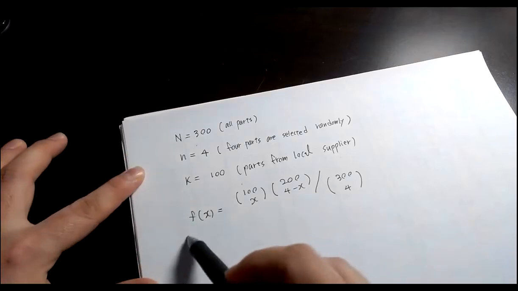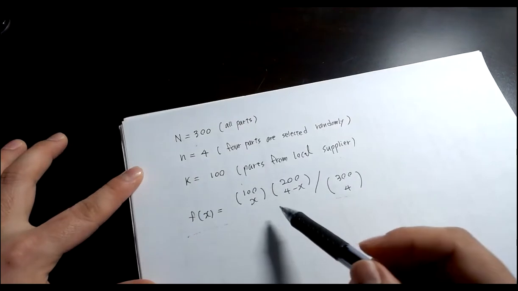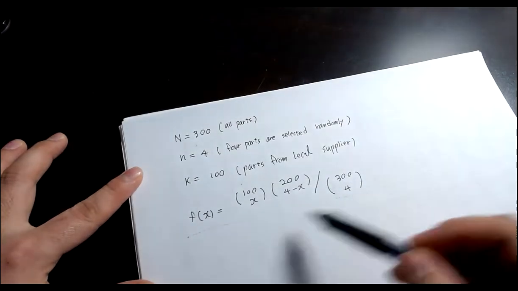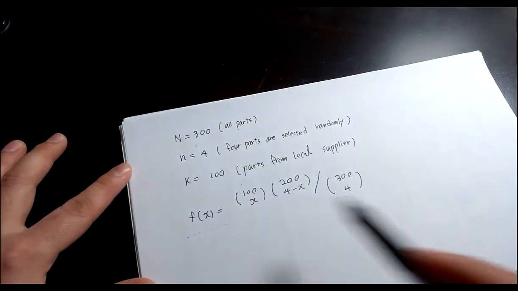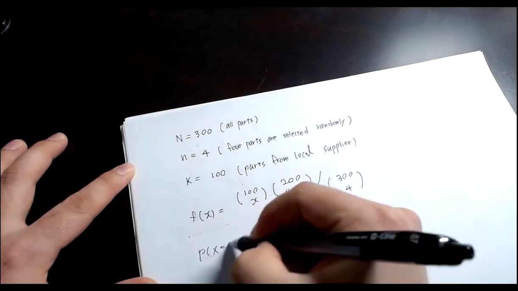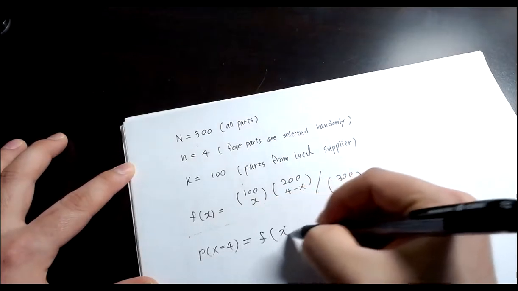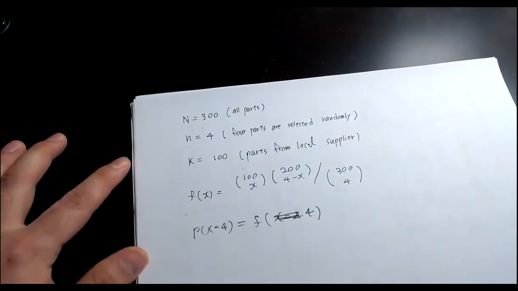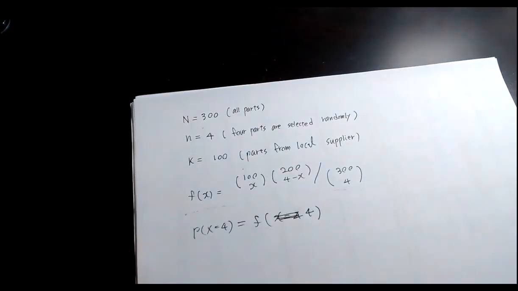And then the PMF is going to be C(100, x) times C(204, 4 minus x), divided by C(304, 4). I mean combinations. So using this formula you can solve the problem. The probability that X equals 4 is f of 4. I told you how to calculate the combination using a calculator, just see the previous video.